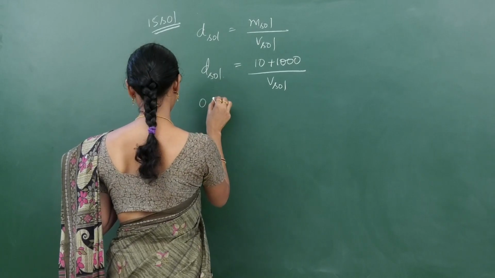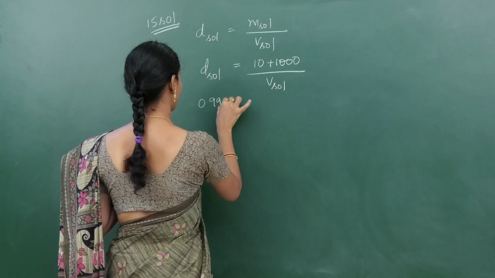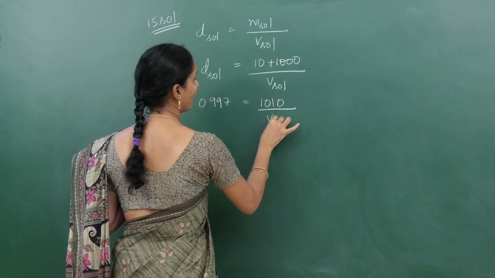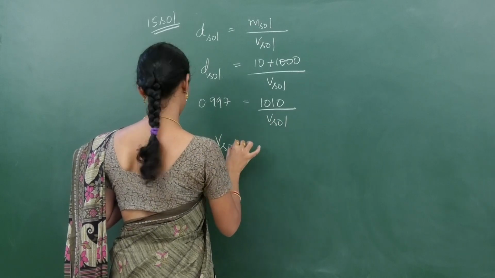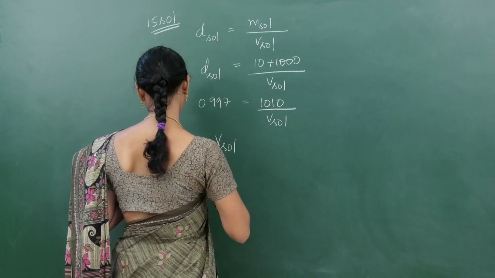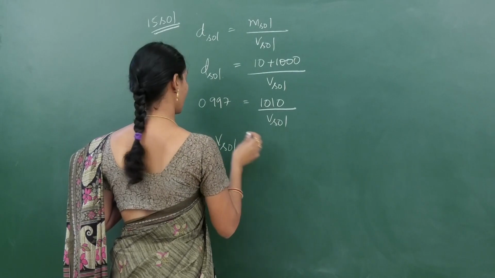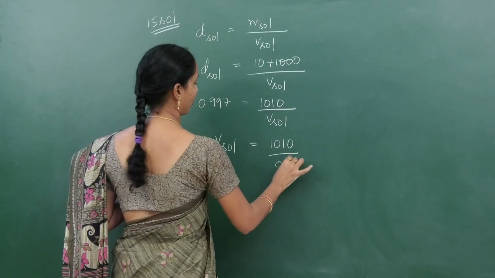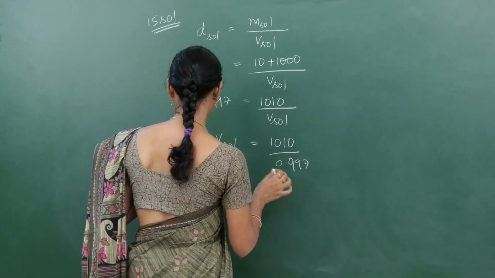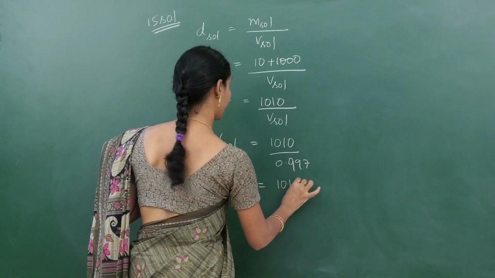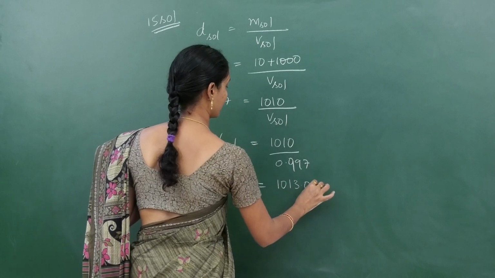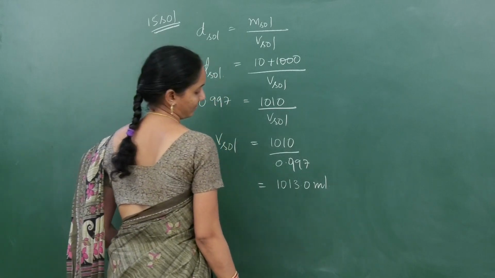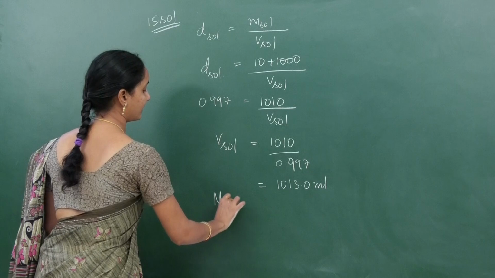So density was given as 0.997 is equal to this by volume of solution. So volume of solution is equal to 1010 divided by 0.997, which is 1013.0. This is in ml. So now using this volume you can calculate the molarity.